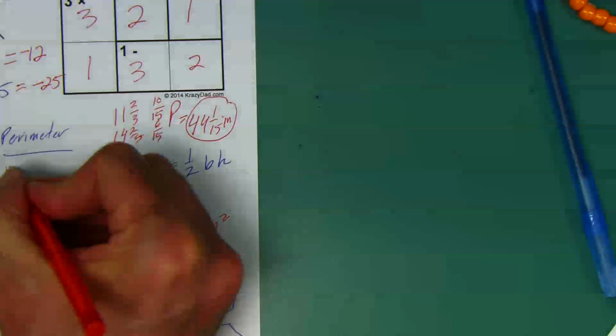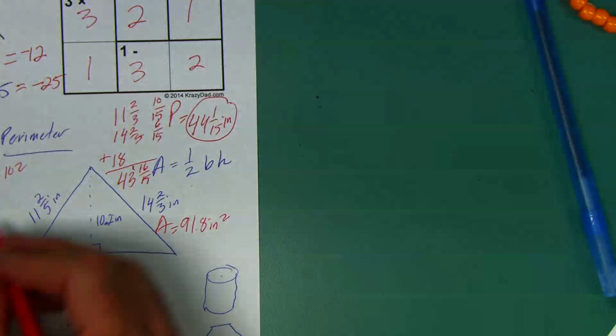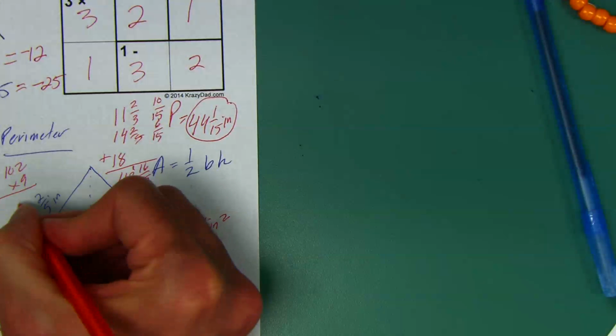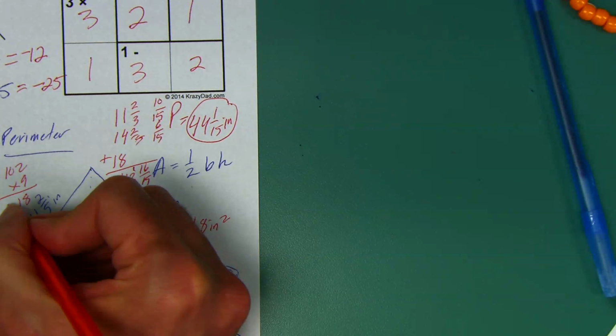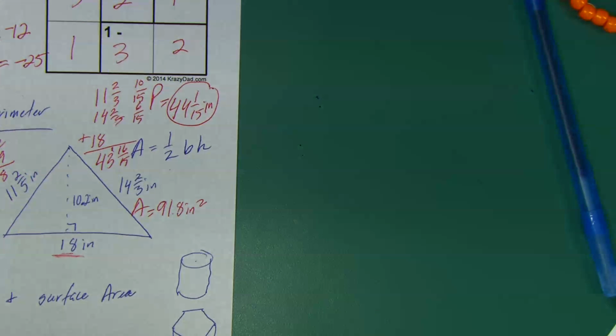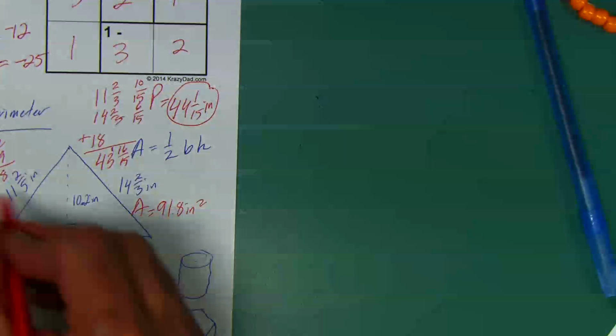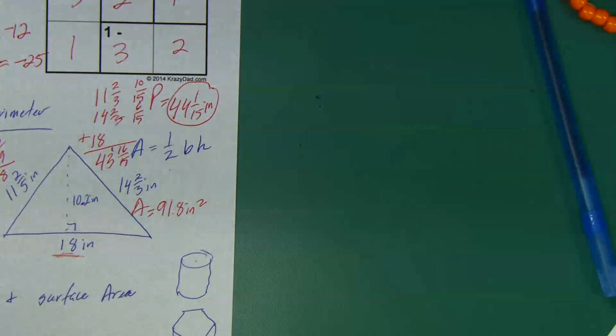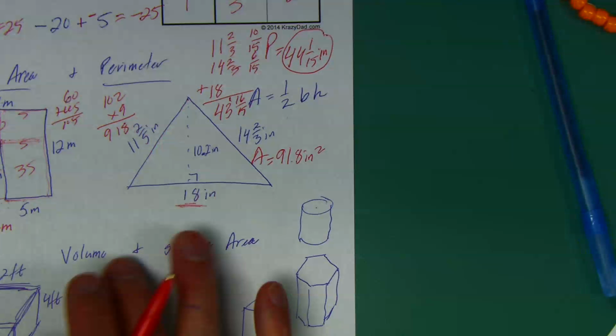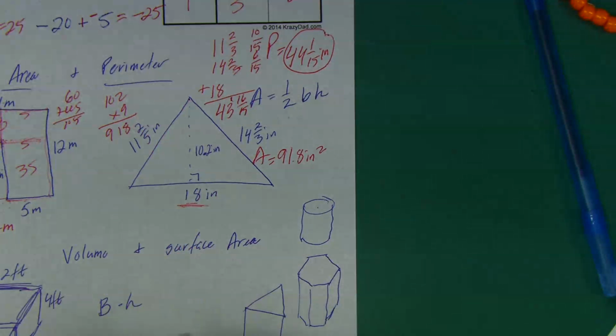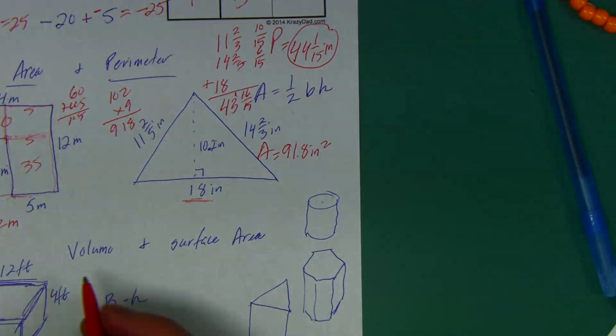Okay. Now you can go over here and double check and pretend that's 102 times 9, and then figure out where I'm going to put the decimal. I'm going to go over one spot, and I get 91.8, just like I did there. Okay. All right, last couple here. The volume and surface area.